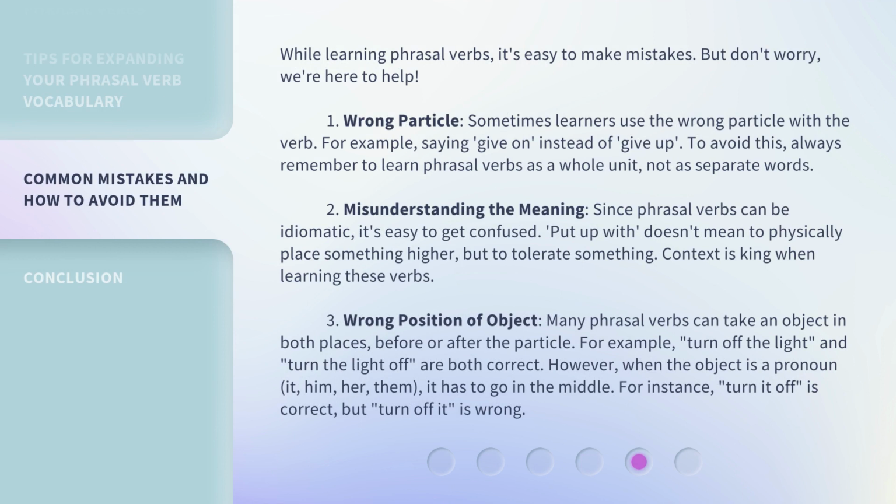While learning phrasal verbs, it's easy to make mistakes. But don't worry, we're here to help. 1. Wrong particle. Sometimes learners use the wrong particle with the verb. For example, saying, give on, instead of, give up. To avoid this, always remember to learn phrasal verbs as a whole unit, not as separate words.